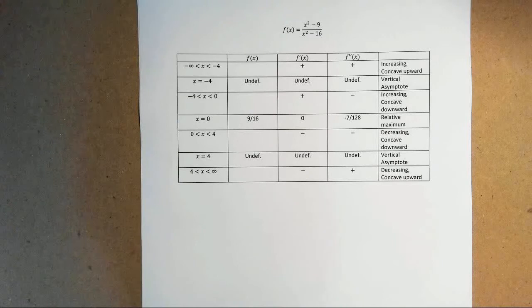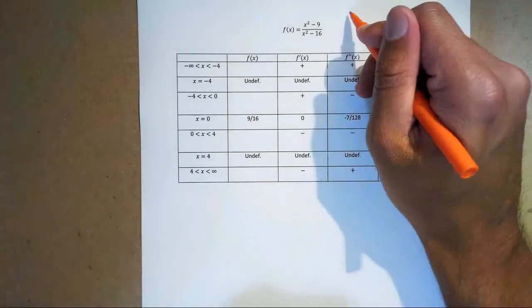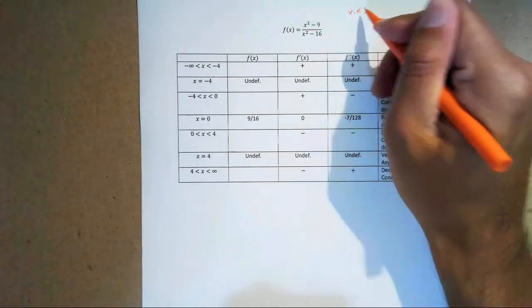think about what type of equation it is. Well, you'll notice that since I have x squared minus 9 over x squared minus 16, that's a rational equation. And with rationals, you have VAs and HAs, vertical asymptotes and horizontal asymptotes. So the first step is always find your VAs and your HAs. Well, you find your VAs by setting the bottom equal to 0.